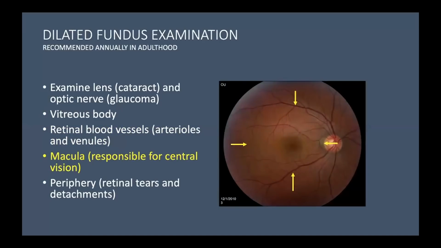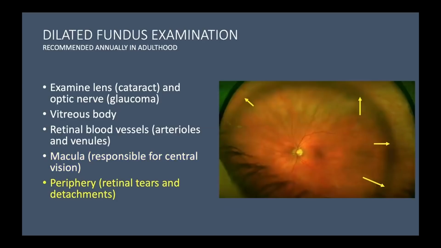And the macula, which, as I said, is responsible for central vision, can be well visualized with the dilated fundoscopic exam. And it's shown here between the area between those arrows with the fovea at its center. And we can examine the peripheral retina, particularly looking for retinal tears and detachments, as I'll talk more about.